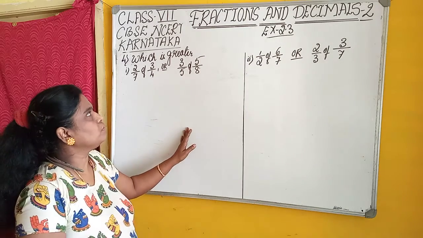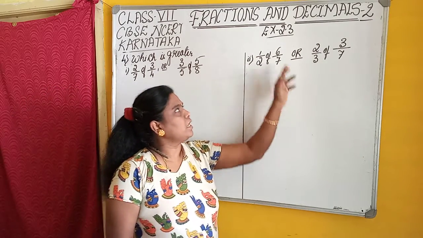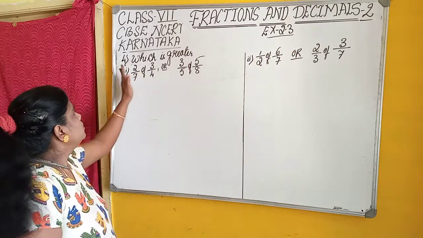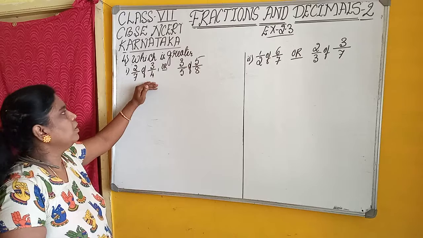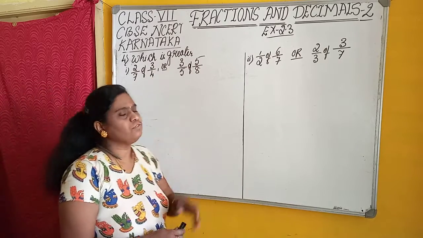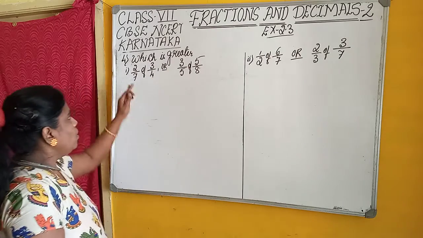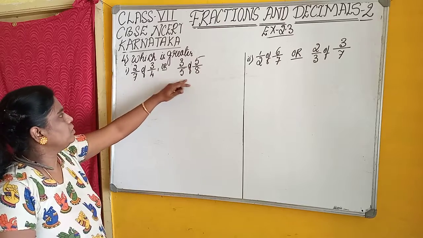In Chapter 2, Fractions and Decimals, Exercise 2.3, the fourth line: which is greater, 2 by 7 of 3 by 4, or 3 by 5 of 5 by 8? Okay students, we have to compare these two.